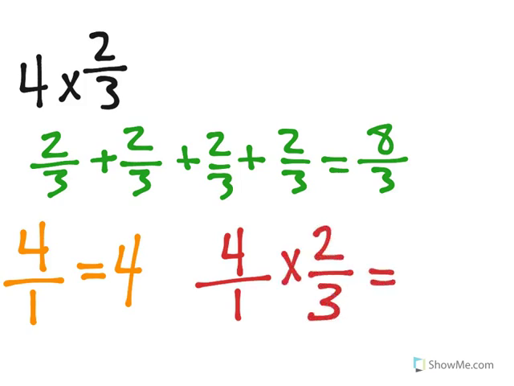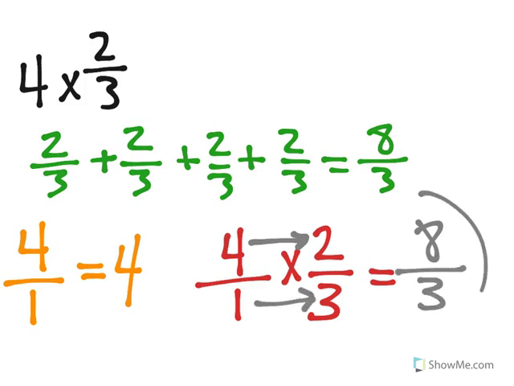Okay? Now when you multiply fractions, you multiply across. 4 times 2 is 8. 1 times 3 is 3. We get 8/3. Okay, so you can think about 4 times 2/3 as addition or as multiplication. Let's try another one.